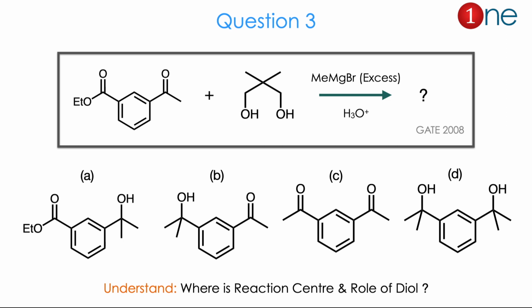Where the methylation occurs is the question here. The methylation can be on the ketone or the ester, or just on both sides, or simply the elimination of OEt in the ester. So the question is really about where the reaction center is and what the diol is really doing here. The answer is B. Let us see how.